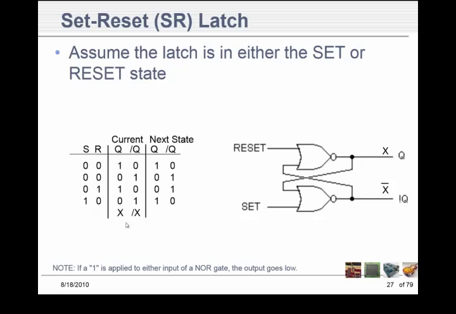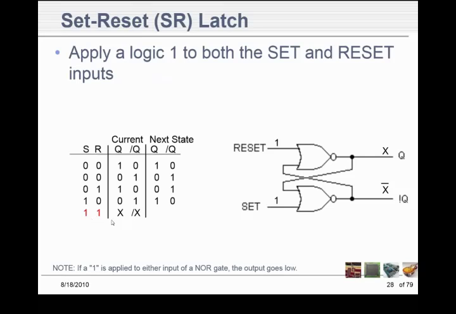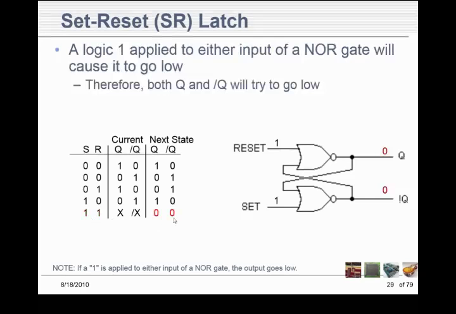Here, I'm saying I don't care if that's 1 and this is 0, or this is 0 and this 1. If we put 1, 1 at the inputs, it causes both to go low. That avoids the definition. That's not the definition. They have to be opposite of each other. So a lot of times they'll call this the illegal state, or something like that.